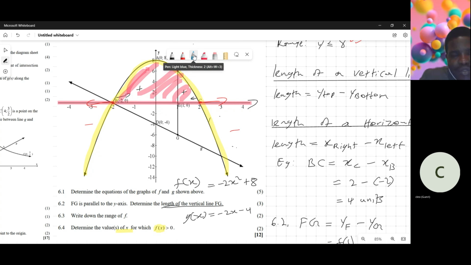So what are the values of X? Let's check the values of X. If we were to do the number line for our solution, where the graph is positive, we're going to have 2 here and negative 2 here. Is that true? And then if we do our line here, we're going to say, okay, here you are. This is our solution. True or false?